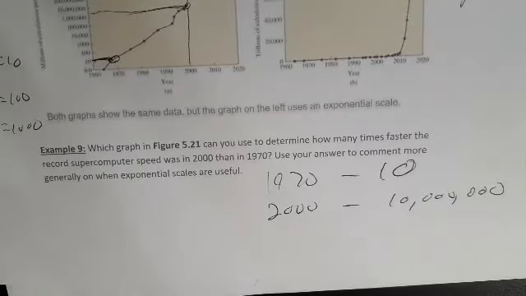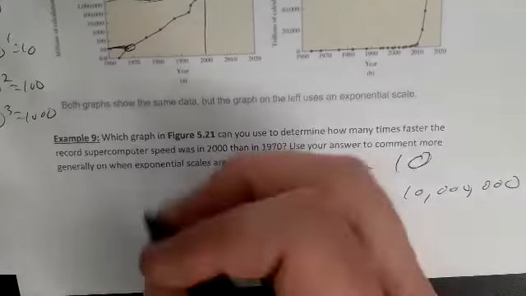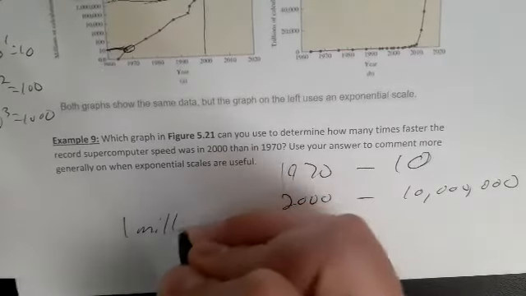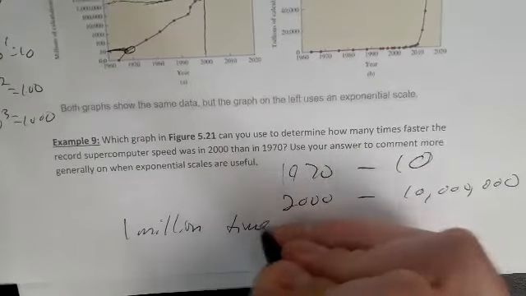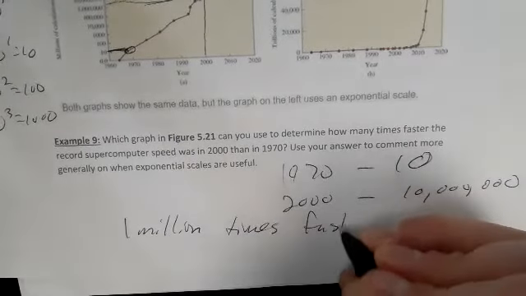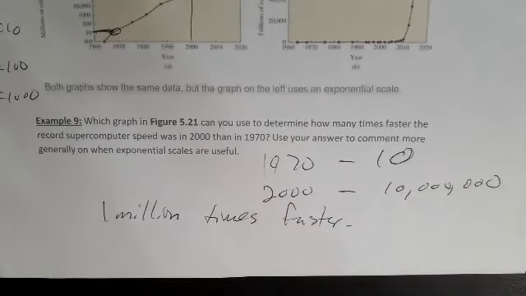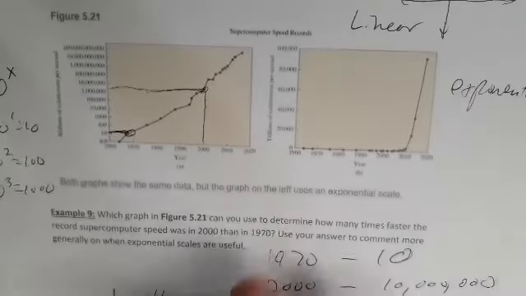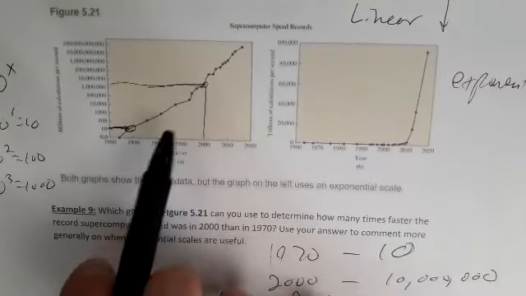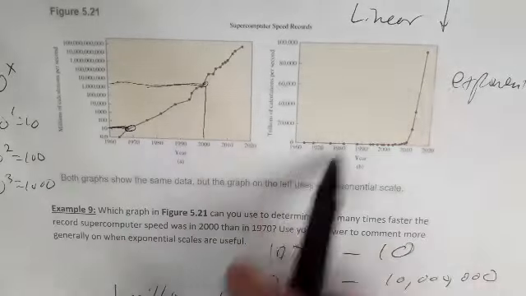So how many times faster was the record supercomputer speed in 2000? It was 1 million times faster. We went from 10 to 10 million, that's 1 million times faster. We would have to multiply by a million to get from 10 to 10 million. So which one is easier to grab a number off of? It's much easier when we make our scale exponential when our graph looks exponential.